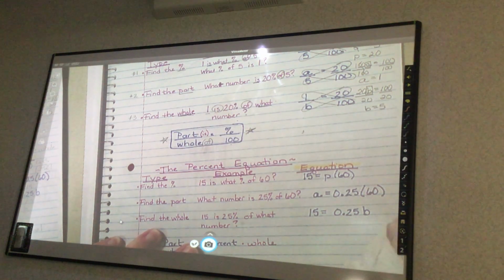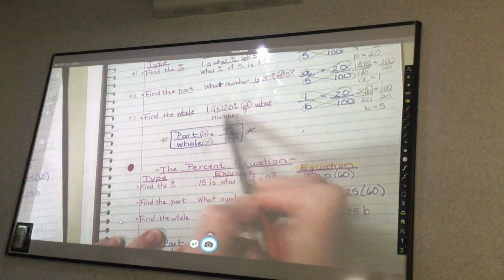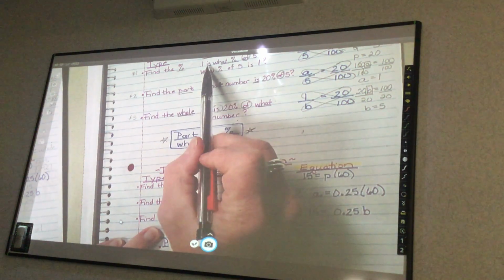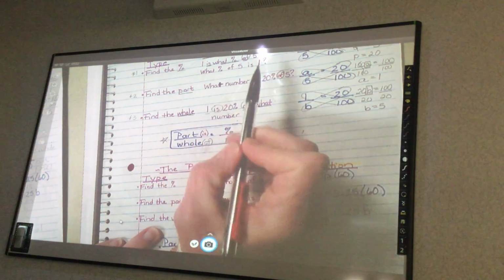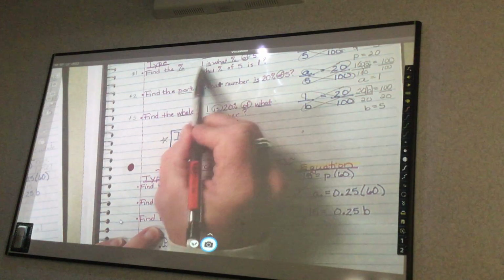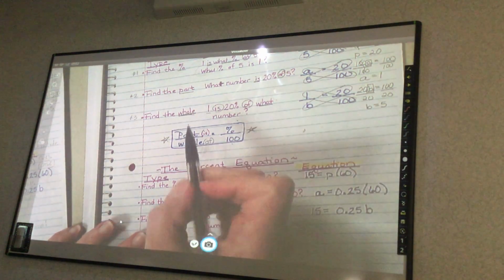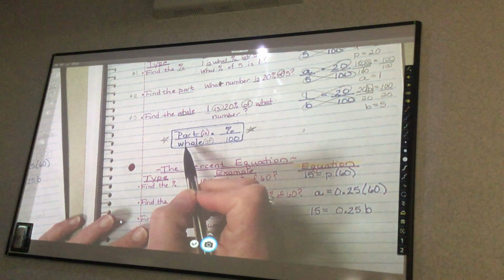I know these all had the same answers, but they were written a little bit differently. You want to look for those clue words: is, of, and what is, or what number, or what percent. If it says what, that's what we don't know. And also be looking for when it might say part and whole.